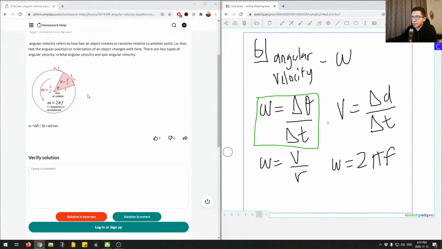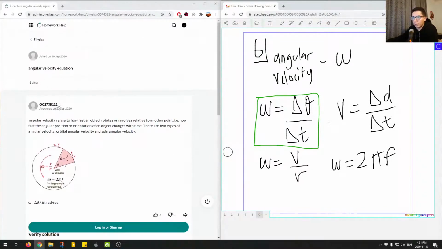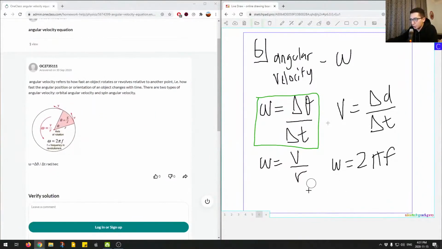So this is a general overview of what angular velocity is and the equation that you can use to solve. Another thing I want to note for this diagram: here we're also given theta is s over r. S is the arc length right here, this distance, divided by r. And that gives us the angle right there.